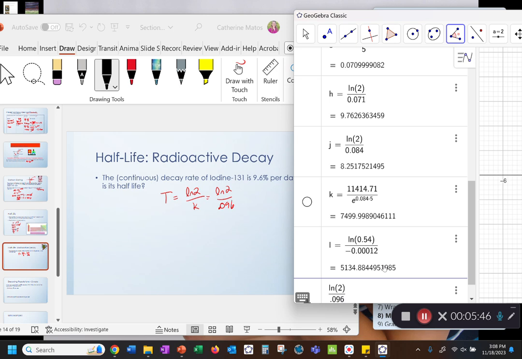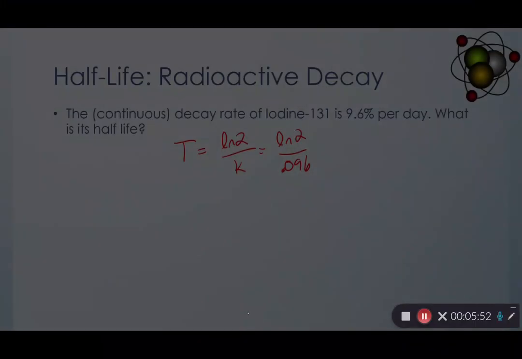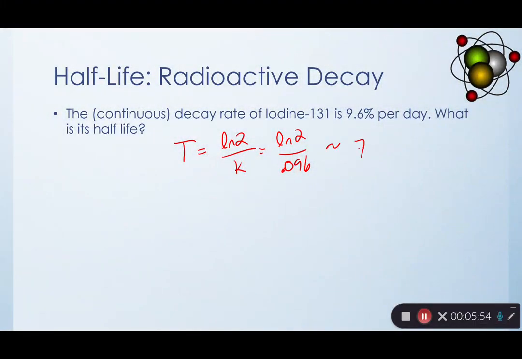So I got ln2 over 0.096 is going to tell me 7.220283, but we'll call that 7.22. And the units on that one are going to be days. So after just over a week, you will have half of what you started with.